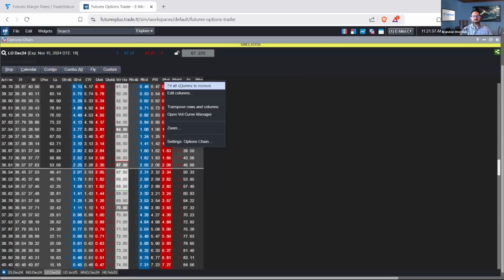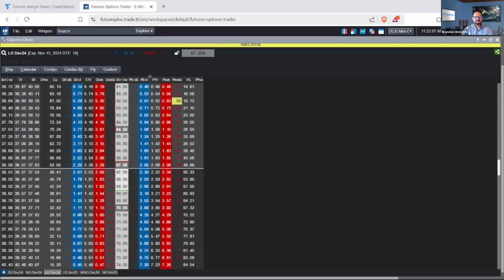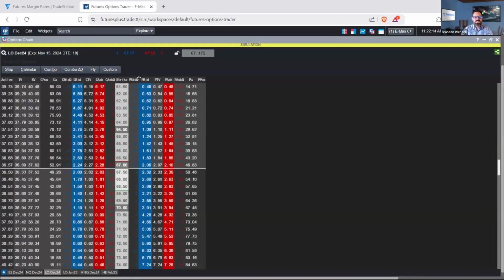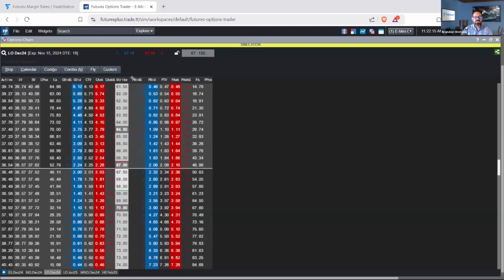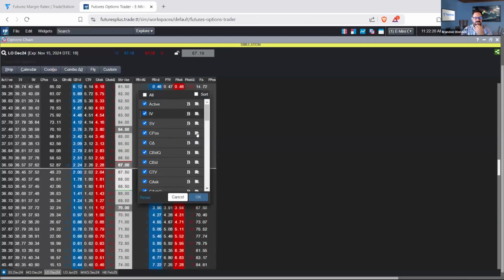One of the things, I don't know if you noticed, is I right-clicked on the columns at the top, any one of them, and it brings up this menu. I did fit all columns to content and resized them a bit so I could see them all properly without having the numbers crunched. Of course, I can always widen individual columns if I need to, change colors, whatever you want to do, basically by going to edit columns.